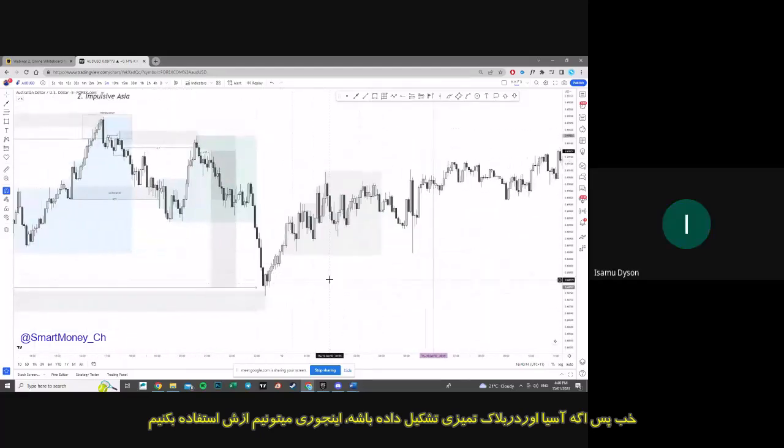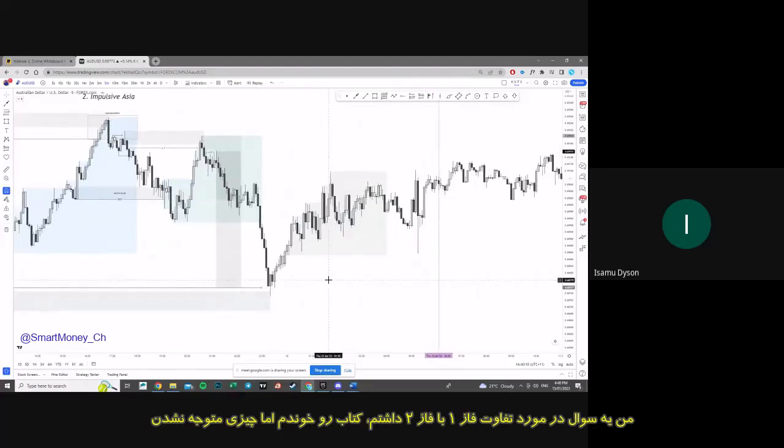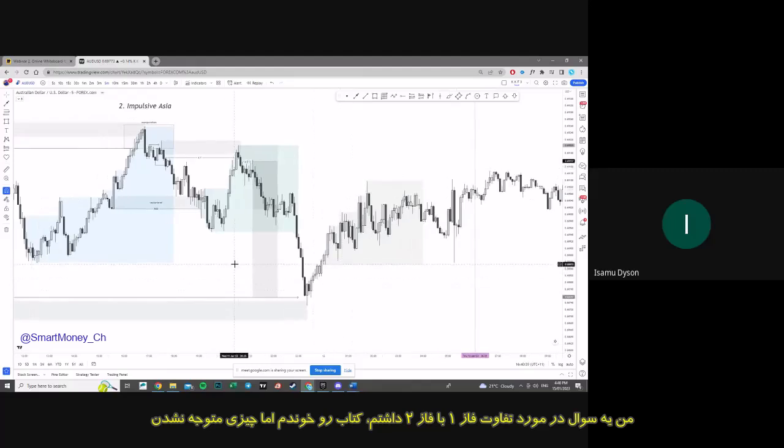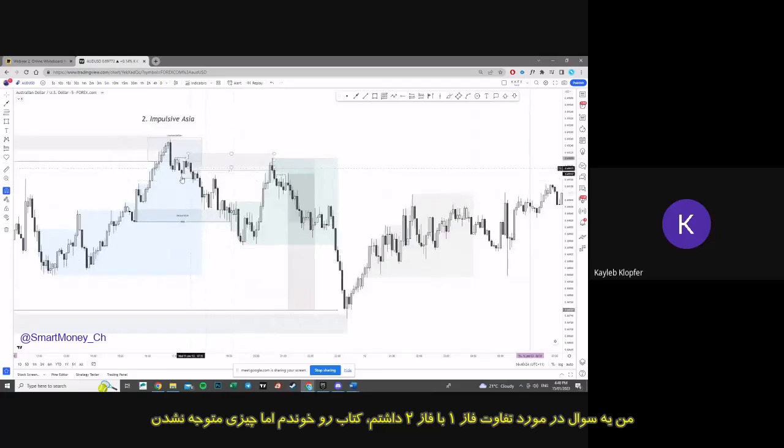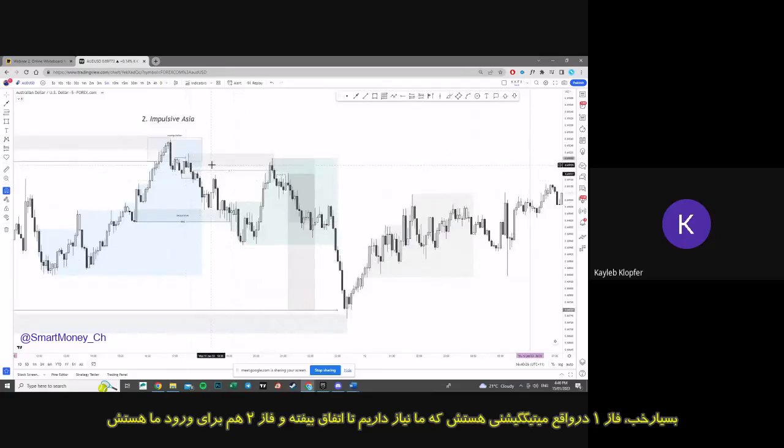Now, I was wondering about the difference between the phase 1 and the phase 2. I was reading the book, but I don't really get the idea. Yeah, so a phase 1 is for a mitigation to properly occur, we need a phase 1. Now, a phase 2 is for our entry, essentially.